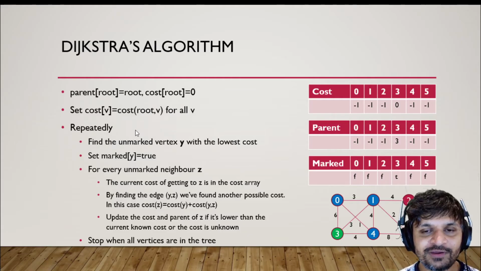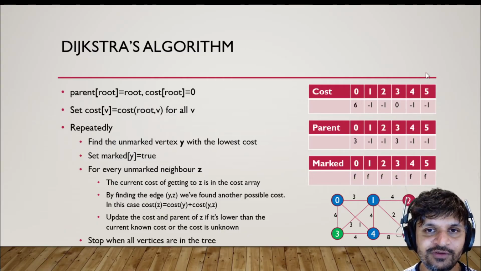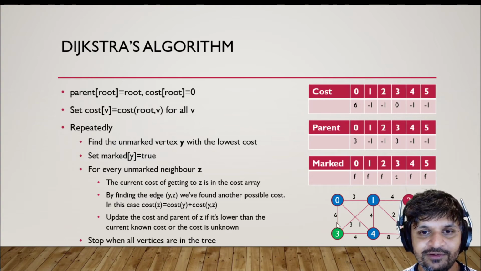Okay, so we're setting the cost of v equal to the cost of root comma v. Initially, when we look at vertex 0, there is a path 3, 0. The edge 3, 0 forms a path, and the cost of that path is 6. So we set the cost of 0 to 6 and the parent of 0 to 3, because its parent in the tree will just be 3 directly. Okay.